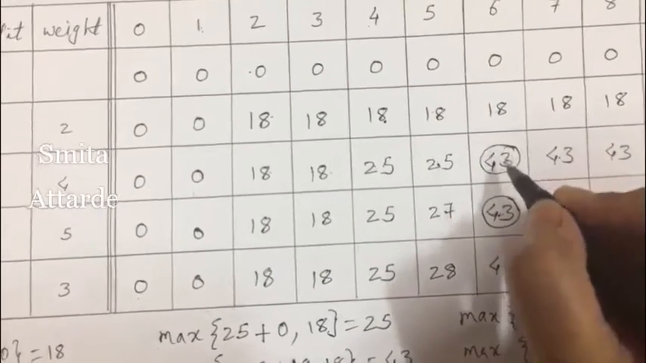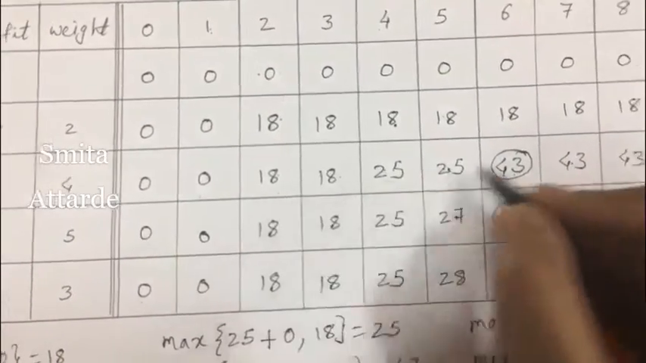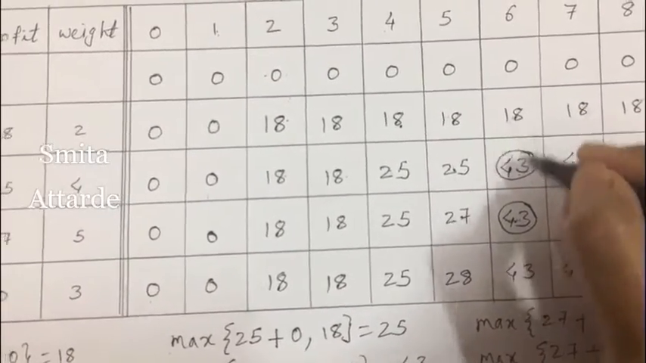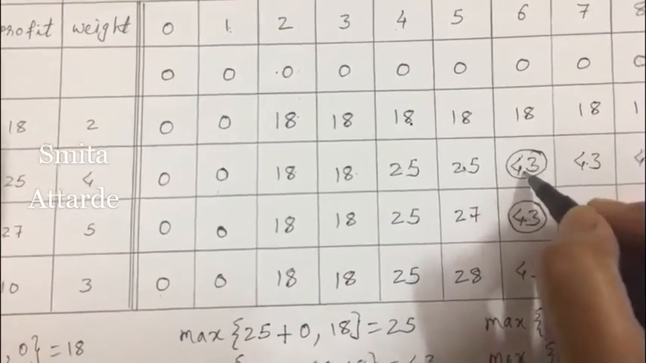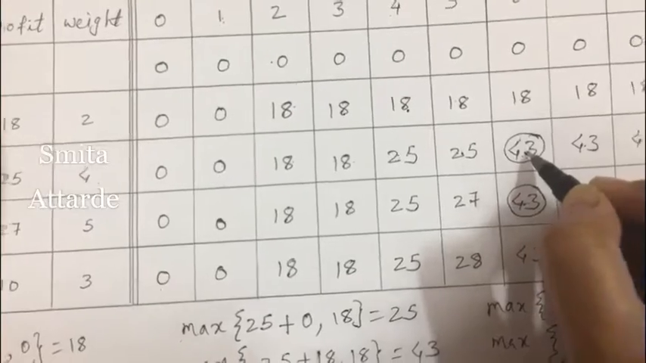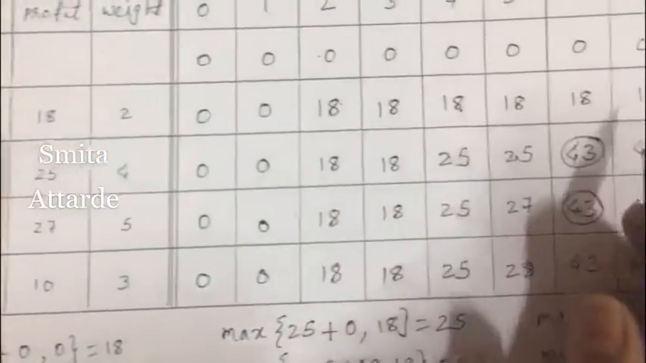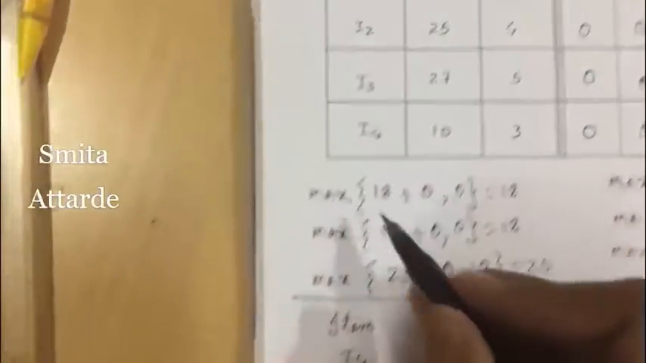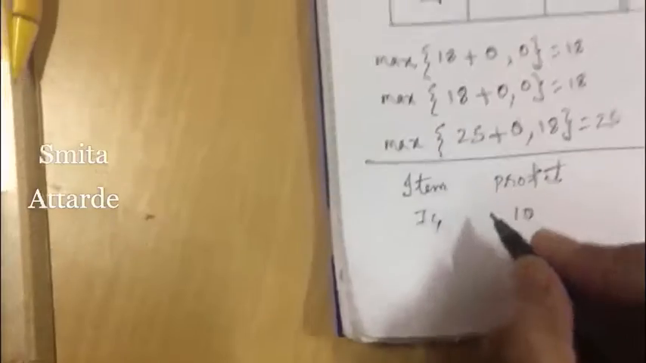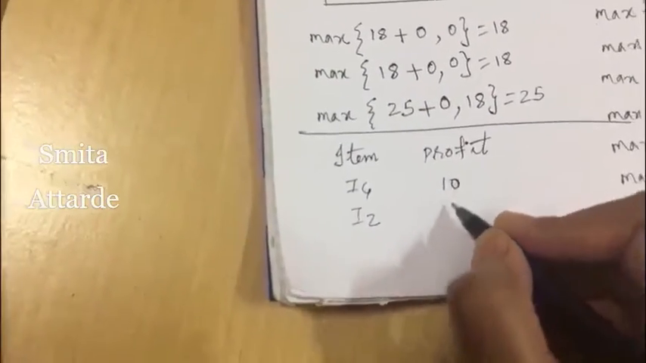Now this value is copied from the above item or it is calculated? Now this and this are not same. That means we have not copied this 43 from the above item. That means this is a calculated value and this is the item number I2. Since this is not copied, it is calculated one. So this item I2 will be in our knapsack. I2, profit of I2 is 25.